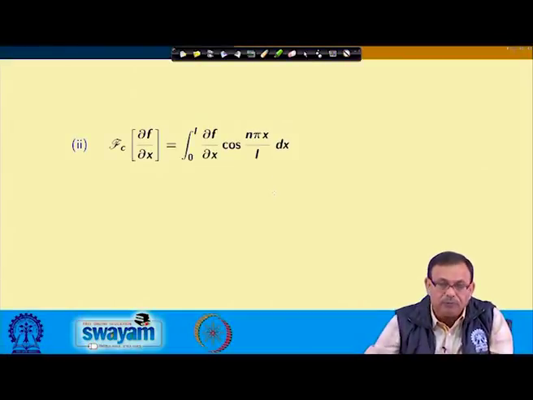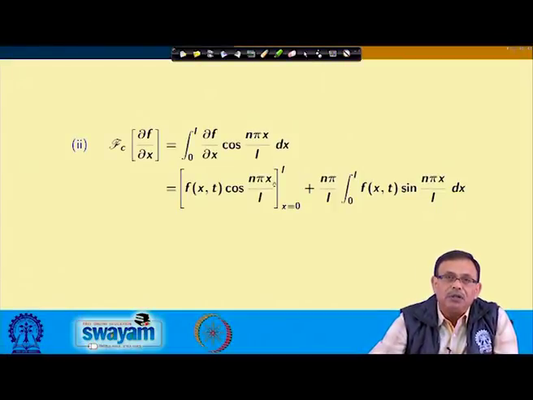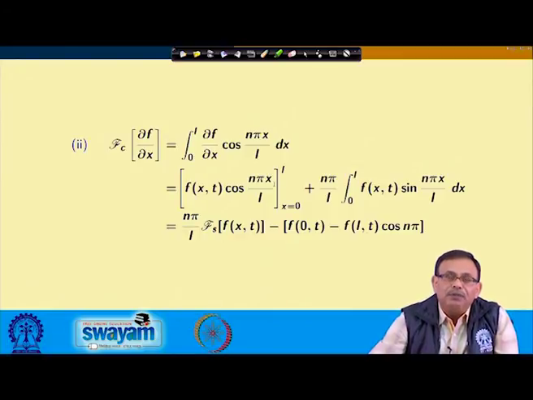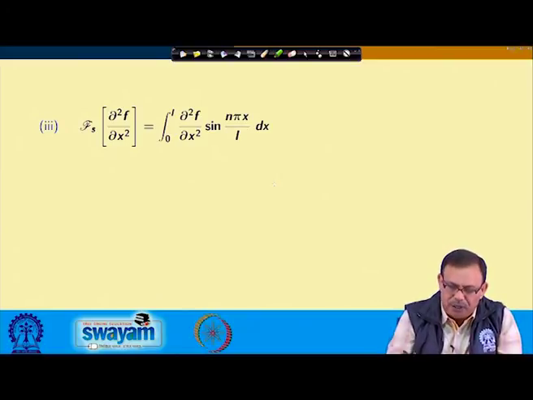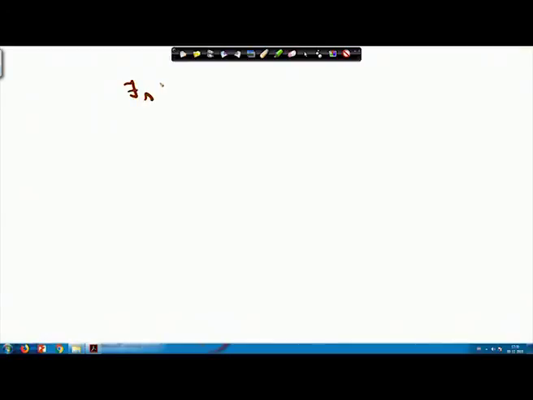If I go on quickly, and put the values, I will obtain n pi by L into the finite Fourier sine transform of f of x t minus the limiting value, which will not vanish, f of 0 t minus f of L t into cos n pi. Let us see number 3, that is the Fourier sine transform of del square f del x square.